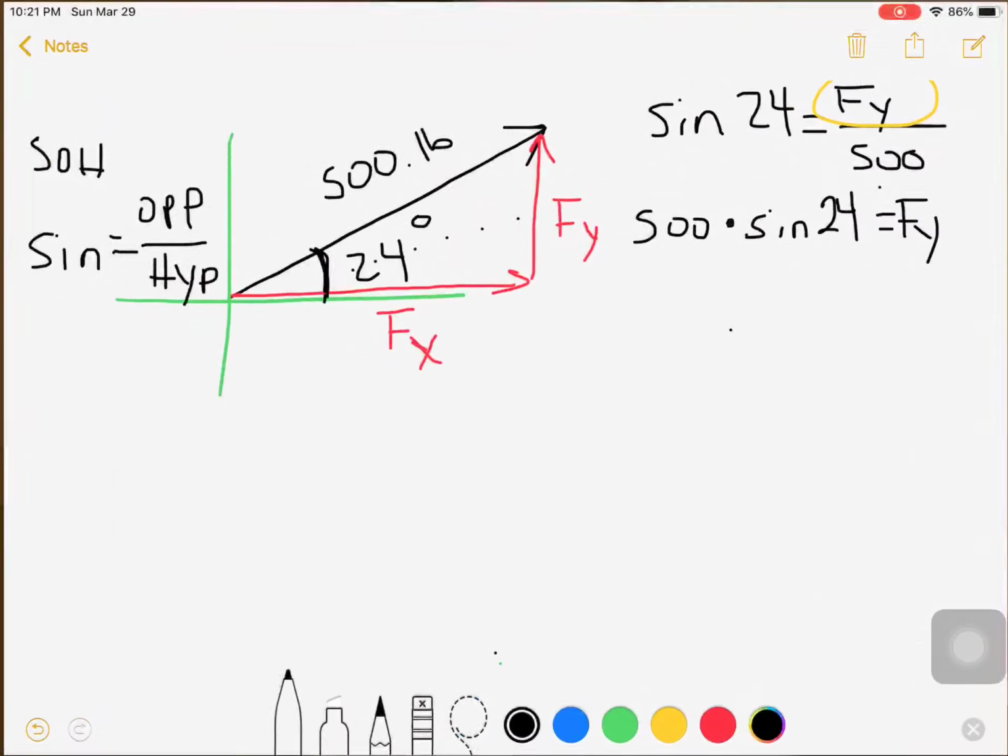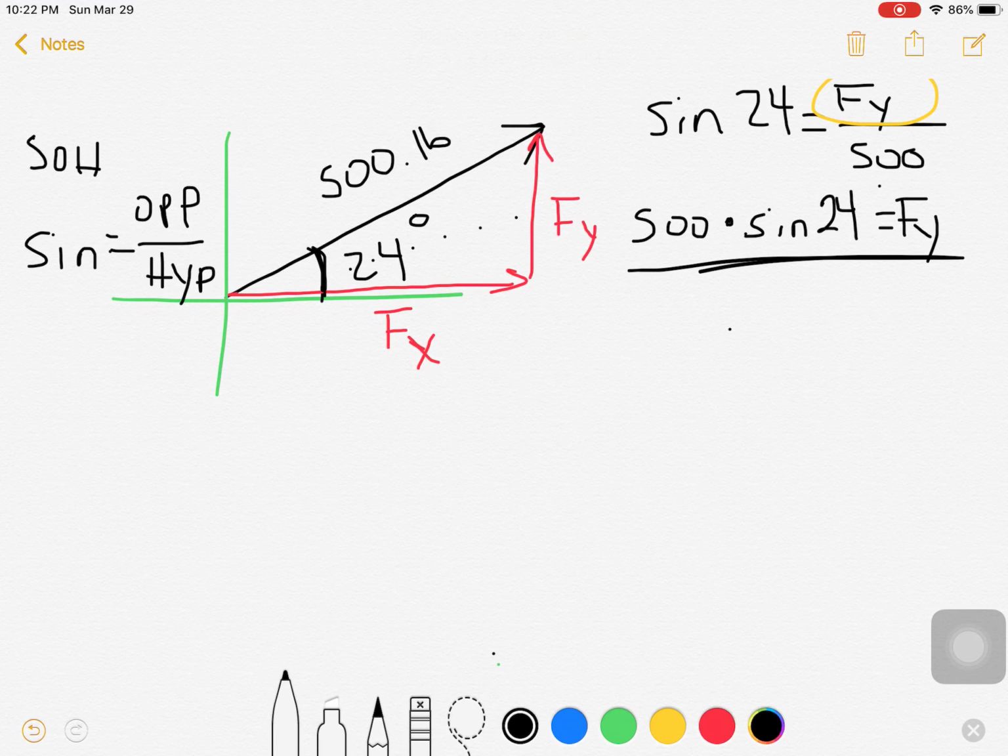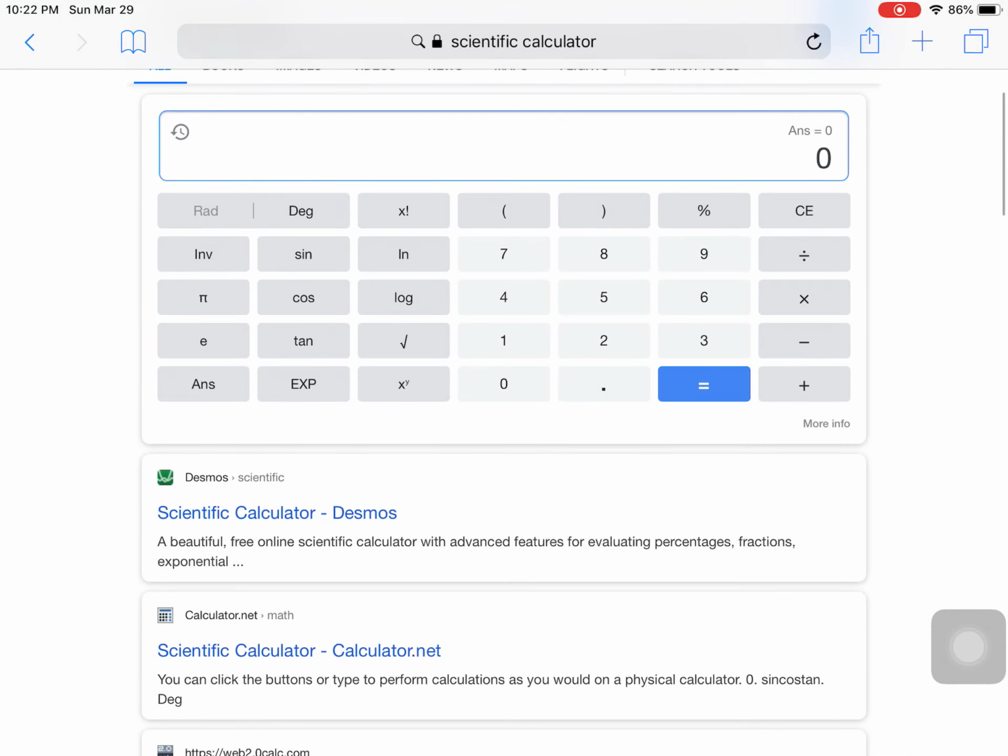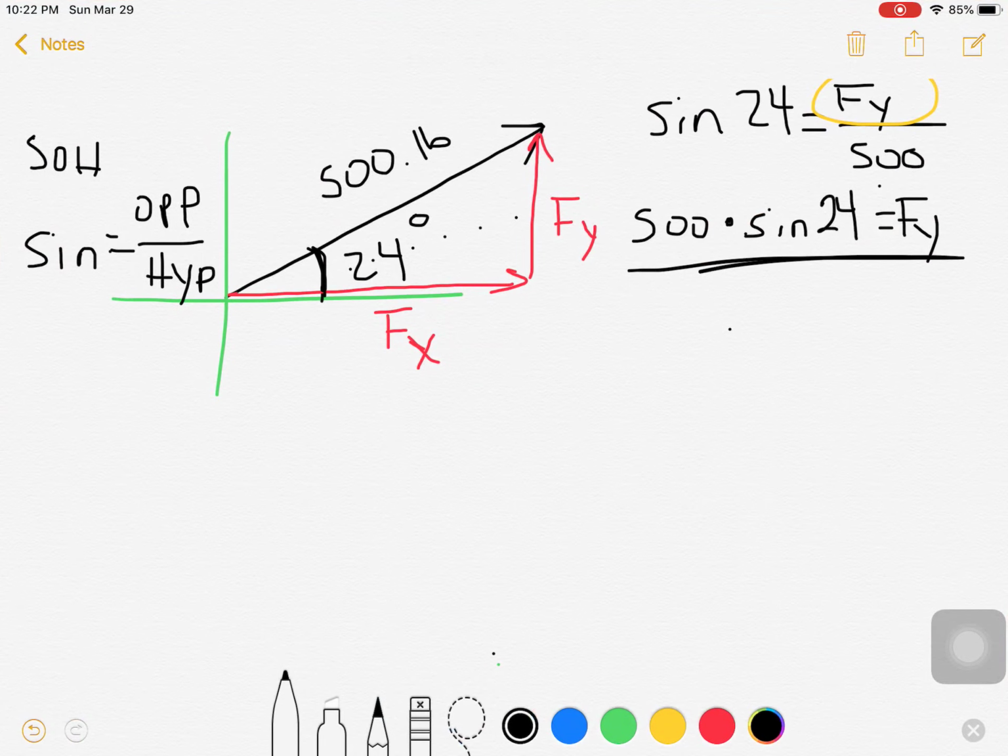So if we come back to our math here, we wanted 500 times the sine of 24. So we're going to say 500 times the sine of 24 equals, let's just say, 203. So we'll come back and we'll say that Fy equals 203. All right, so we've got the first one.